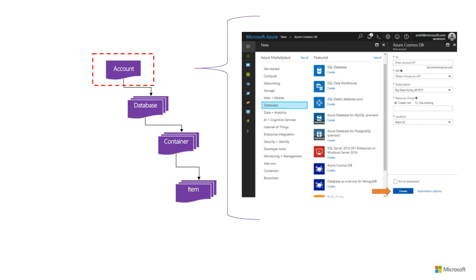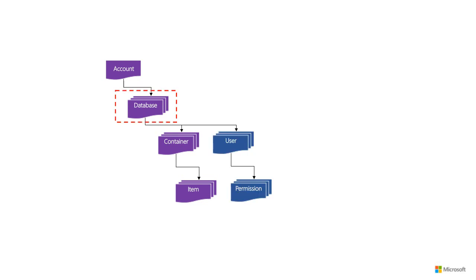You're not going to be spending a day configuring software or installing software. In 3 minutes, your account is up and running. From here, once your account is provisioned, the next resource deeper into the hierarchy is a database. A database is actually just a logical grouping of both containers and users. The users and permissions allow you to do fine-grained access control over the containers and items, and otherwise the database is just a logical grouping.